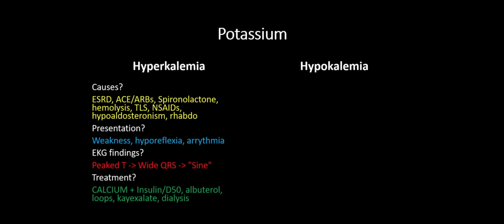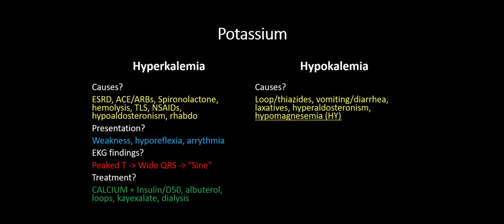So you do that with a loop diuretic, a potassium binder, so you get it out in the stool, like K-exalate, for example. And then, like we had mentioned before, if it's refractory, that's when you go to dialysis. So now looking at hypokalemia, causes once again a very, very wide range of causes. Most common on exams, loop and thiazide diuretics because they're just so common.